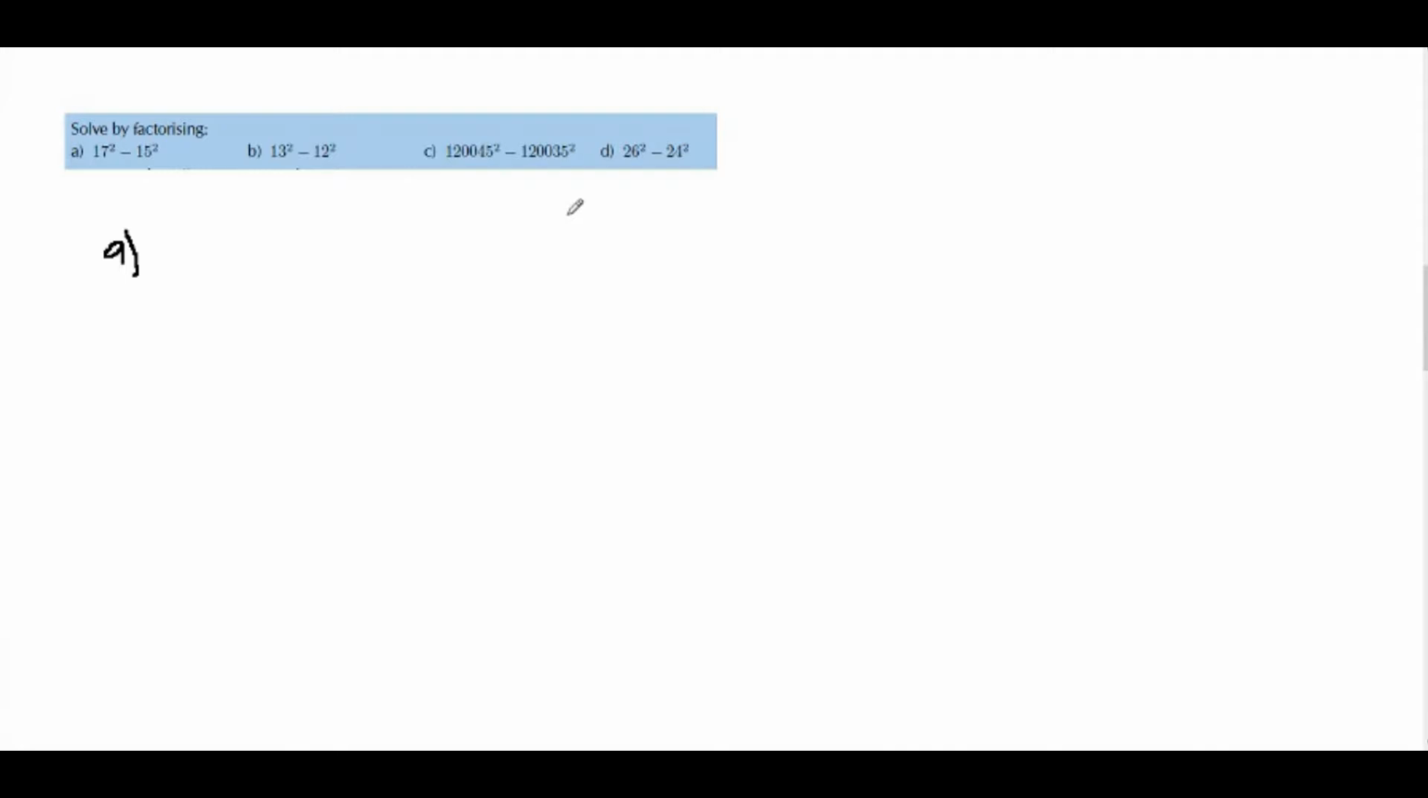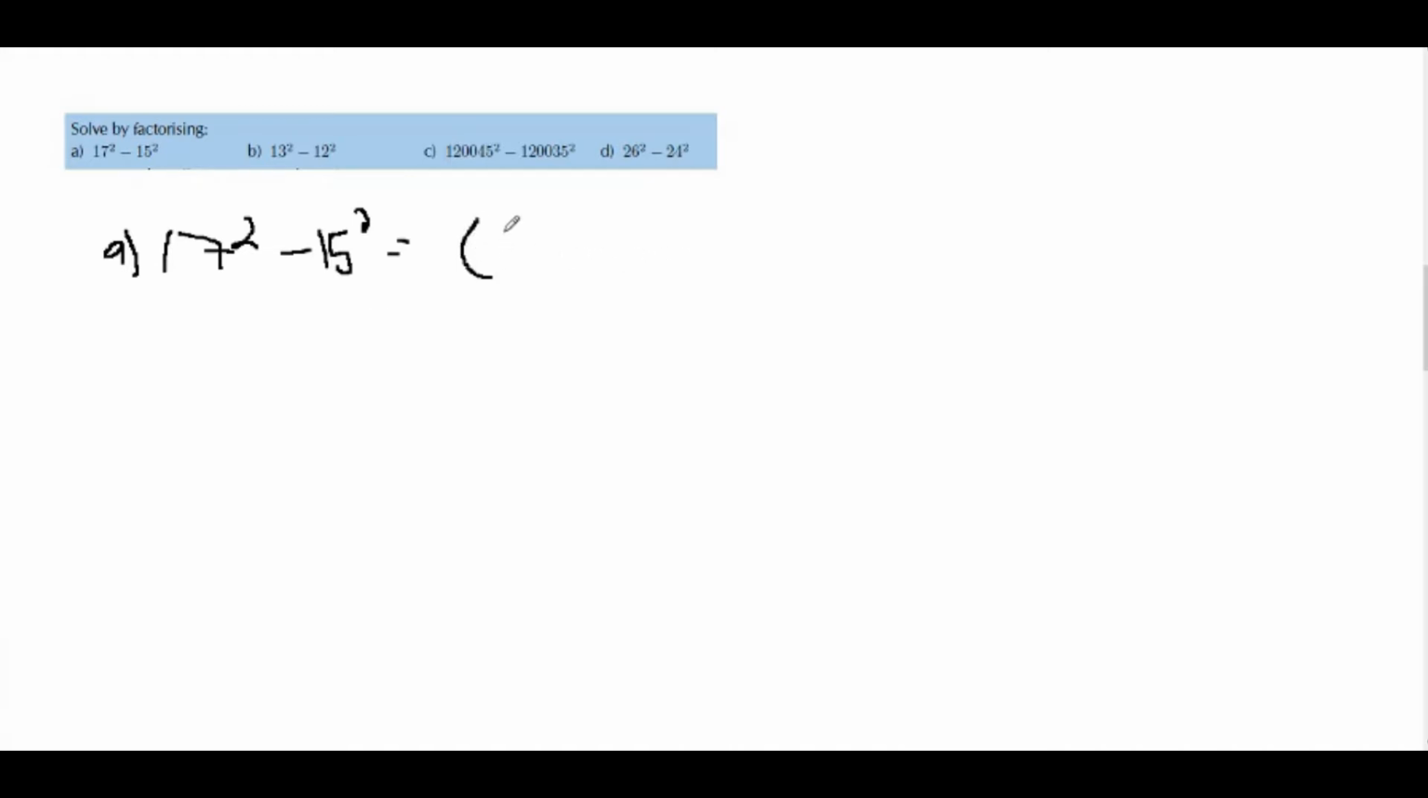This is practice for factorizing so you can understand it, because a lot of people just go in and say x squared minus b squared and don't really understand what it means. So let's do this. We have 17 squared minus 15 squared. One way you can do this is to take it directly into the calculator and get an answer, but there's a way to do it with no calculator needed.